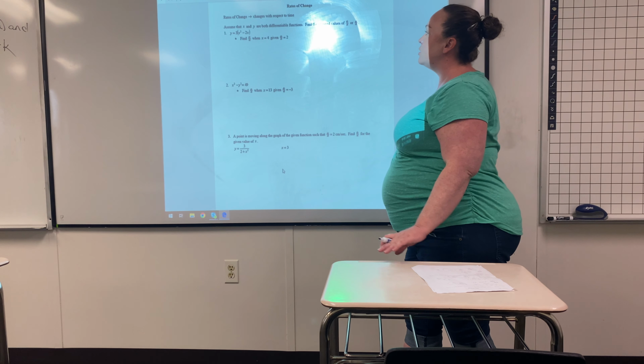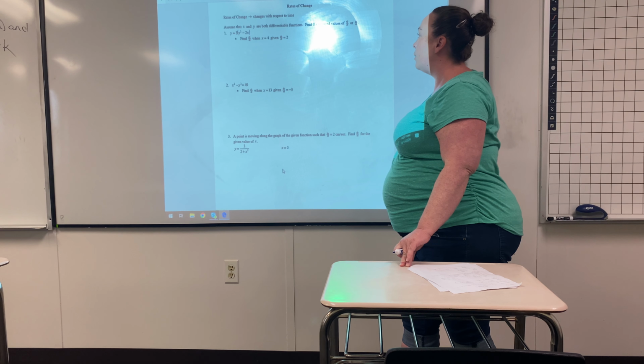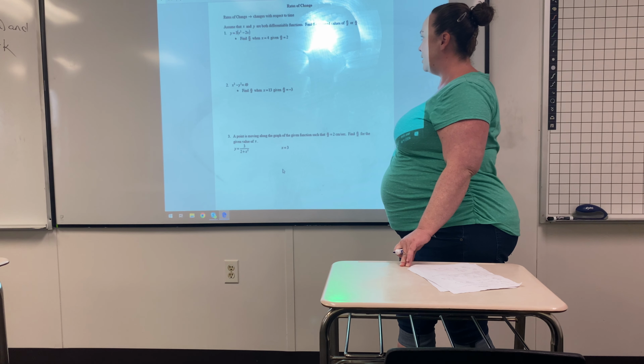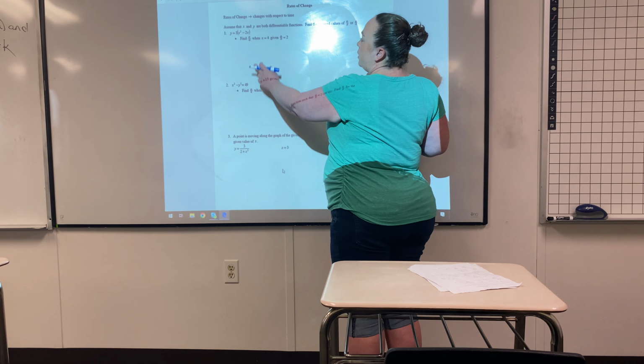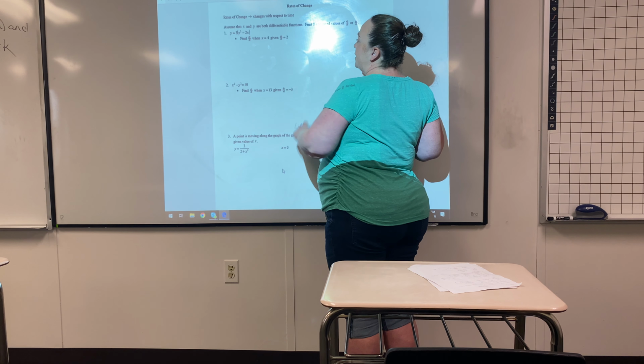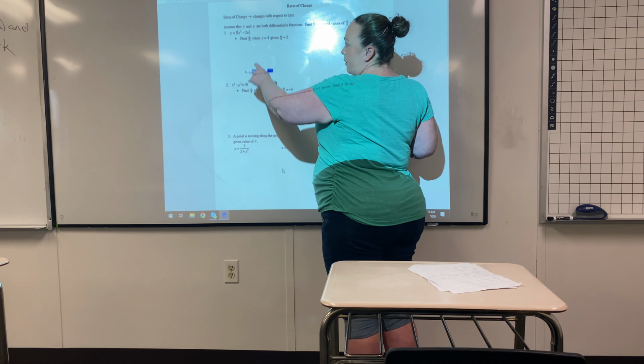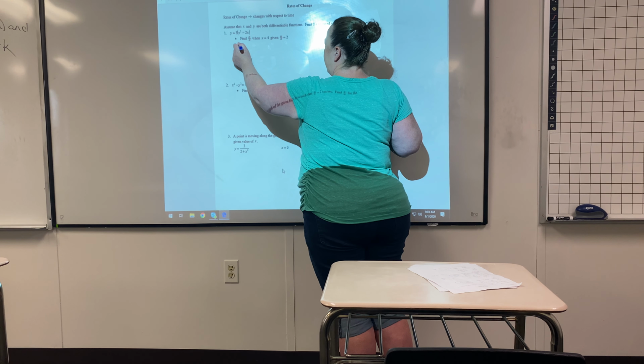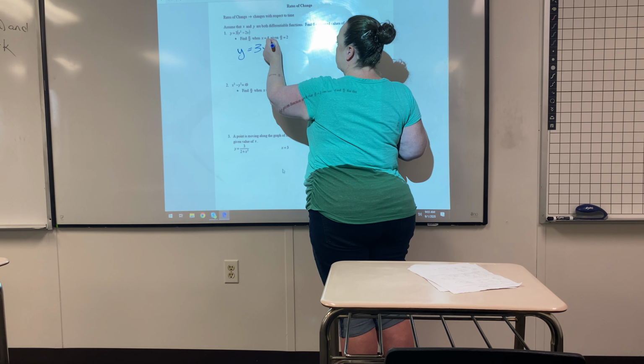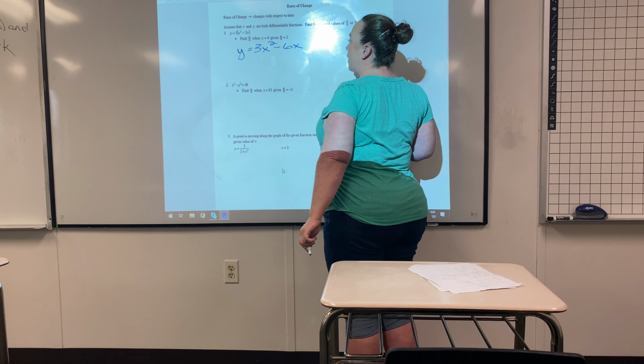So, first one, it says assume that x and y are both differentiable functions. They want you to find the required values of dy dt or dx dt. Okay. So here they want you to find dy dt when x is 4, given that dx dt is 2. So you need to take the derivative. I would distribute the 3 before you do that. And then take the derivative.